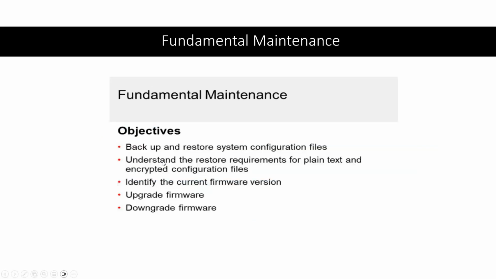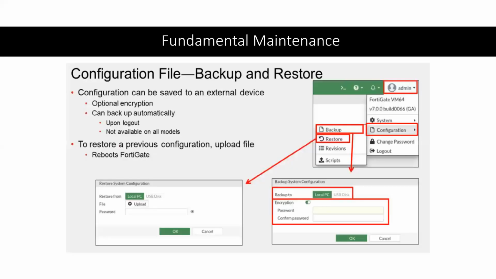Some of the objectives we are going to make sure we tackle today: 1, backup and restore system configuration files. 2, understand the restore requirements for plain text and encrypted configuration files. 3, identify the current firmware version. 4, upgrade firmware and downgrade firmware. After this section, you should know how to do all of these things, maybe not as an expert, but at least you've seen it before and can emulate it within your own lab.